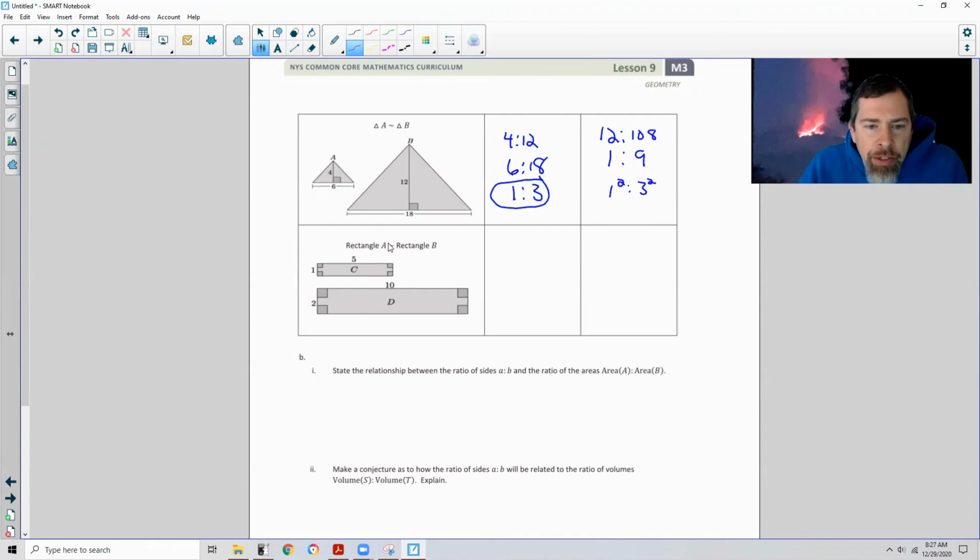Now we have a rectangle A similar to rectangle B. Let's do the base or the length first. 5 is to 10, as our width is to width, which is 1 is to 2.